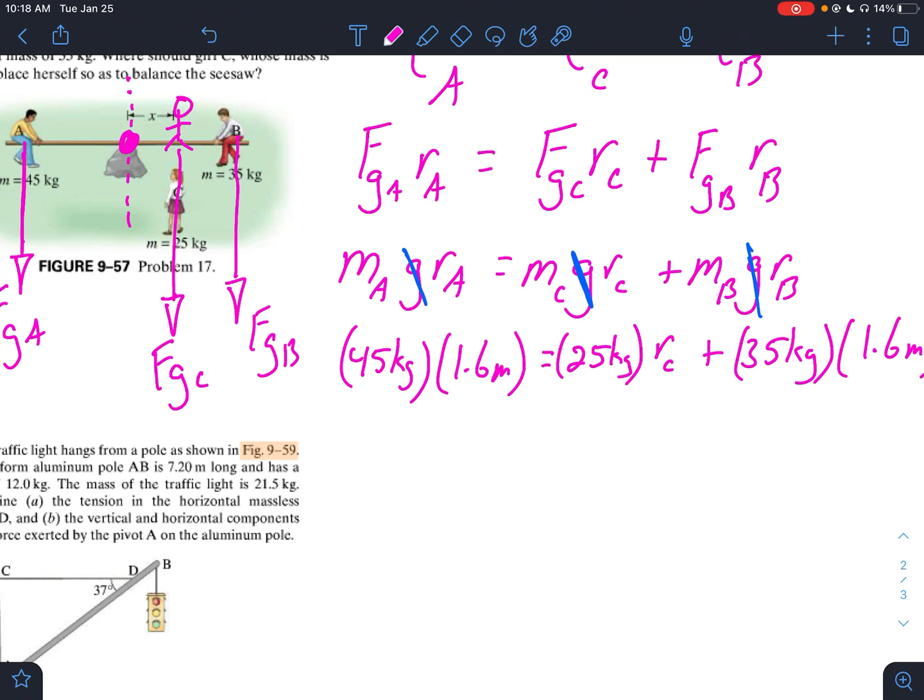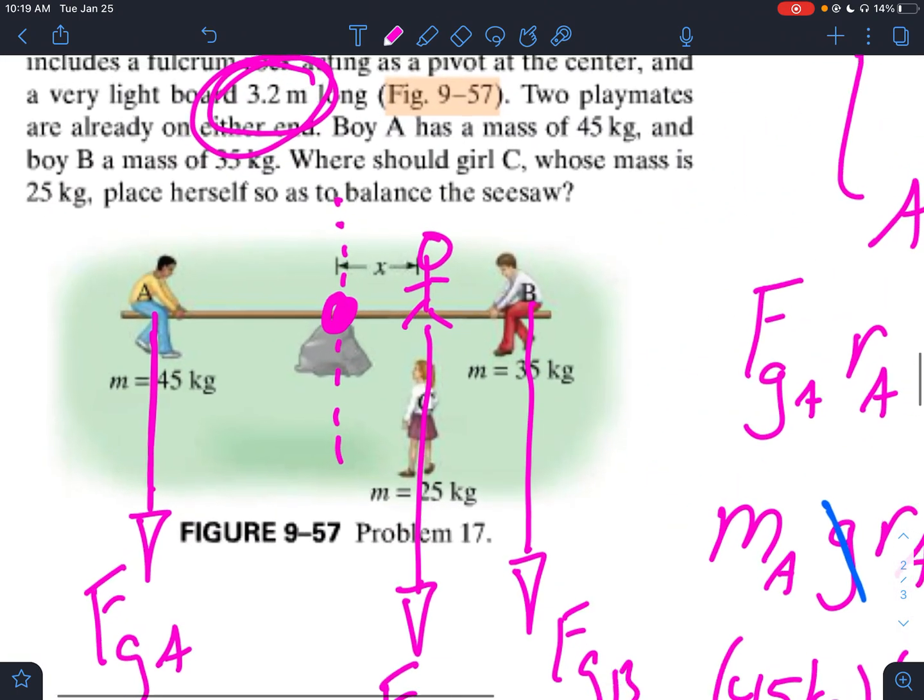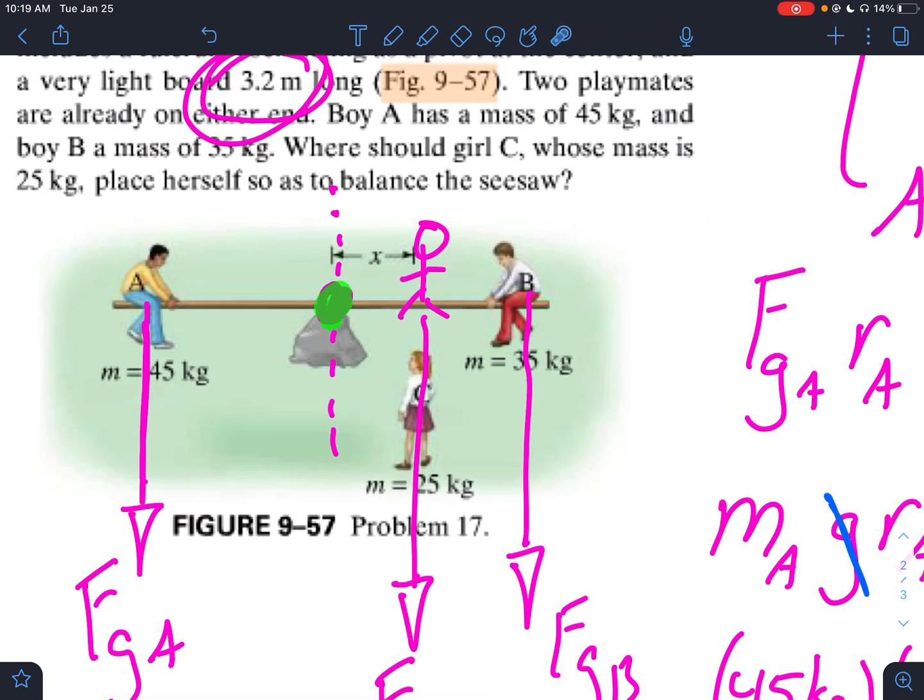So we plug all that into our calculator. Let me just double check that I have the correct answer. And we get a radius of 0.64 meters, meaning from our axis of rotation that we defined, that distance here would be 0.64.